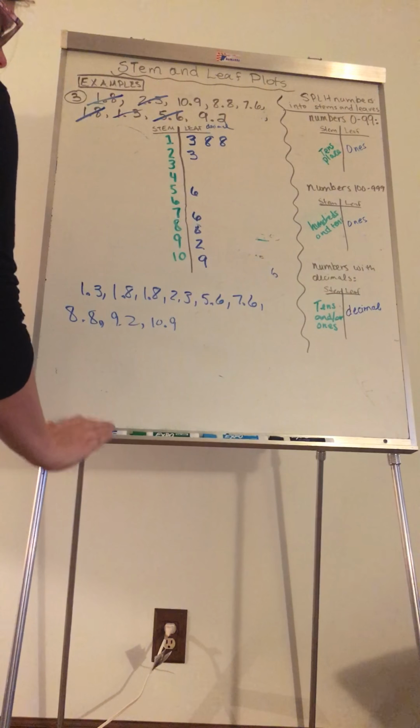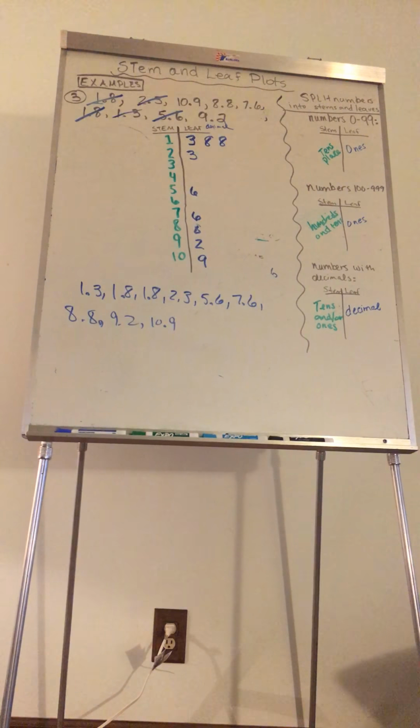Alrighties. So on your assignment, you're going to be given a series of numbers with the different types of problems, and you'll have to make some stem and leaf plots for us. And that is today's assignment.